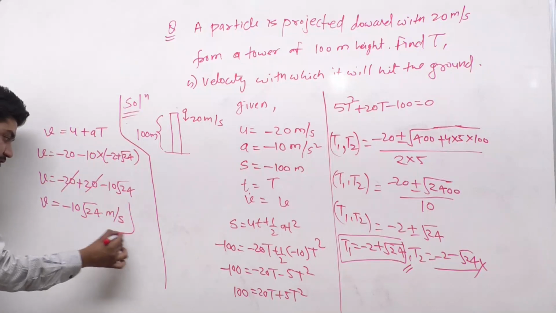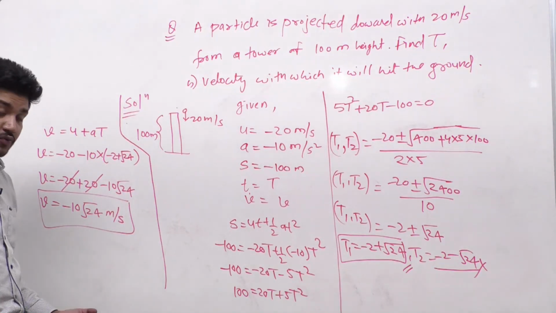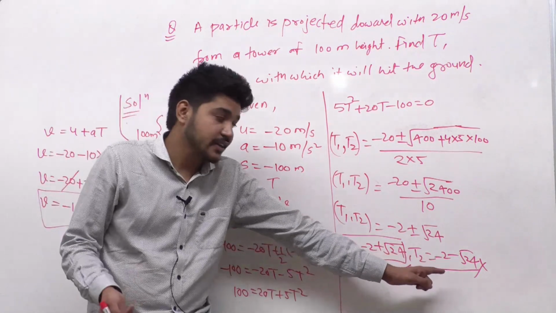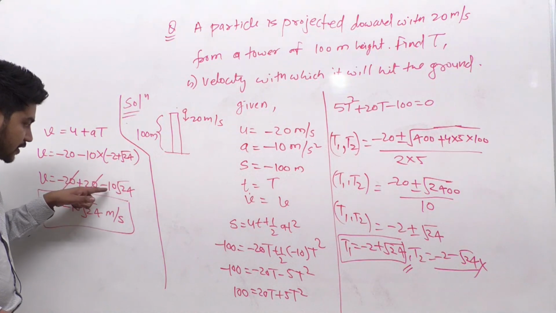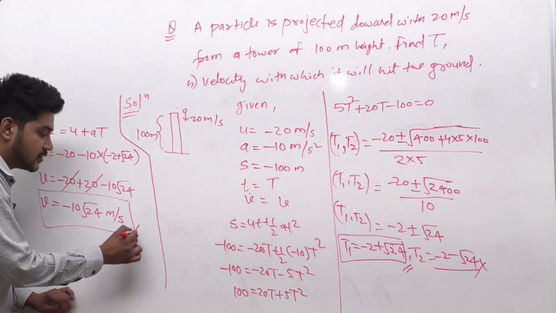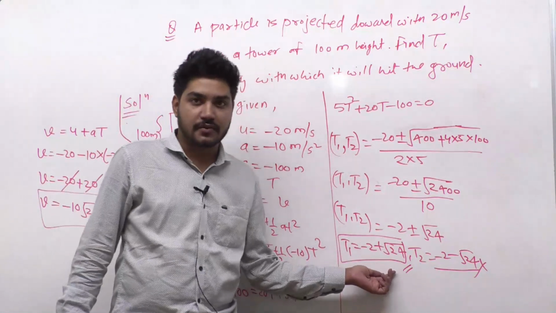Again, minus says what? Minus says it is in the downward direction, so it should come negative. Instead of this, if we had mistakenly taken minus 2 minus root 24 as the time and substituted it over here, the overall answer would come positive, which is completely wrong, okay? So this is the answer for the velocity and this is the answer for the time, fine.